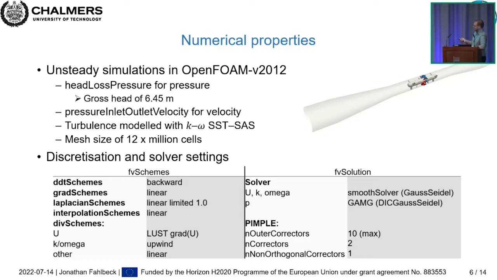And here's just a table with some various solver settings. For instance, we're using the backward scheme for temporal discretization and the linear upwind scheme for the divergence of velocity.